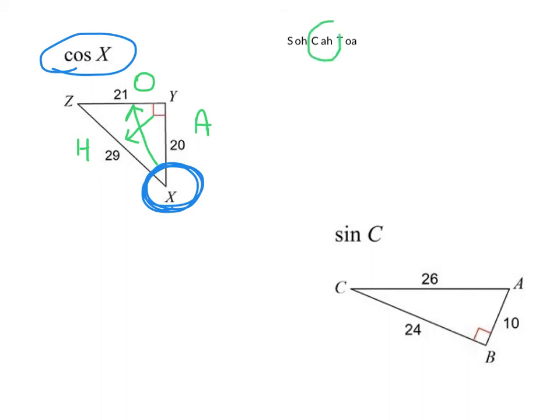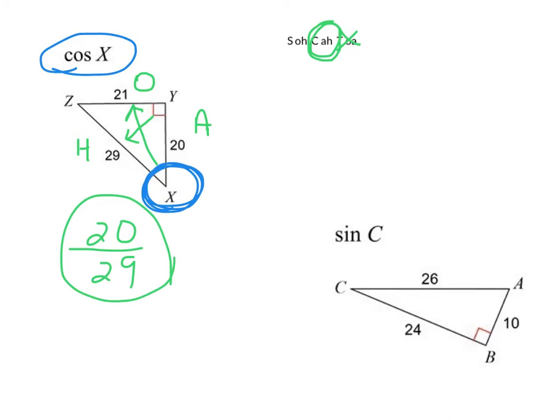So cosine, when I look at my mnemonic device up here, we don't need the TOA today. Cosine is the A over H. So my adjacent is 20. My H is my hypotenuse, and that is 29. That cannot be reduced, so I'm done with that problem.